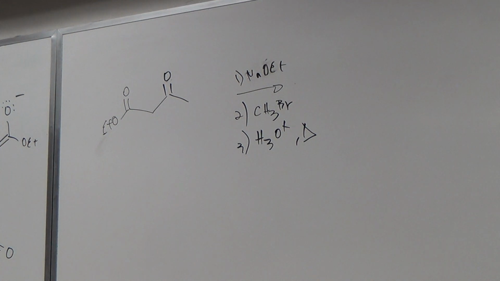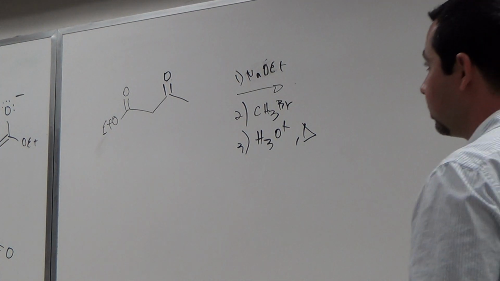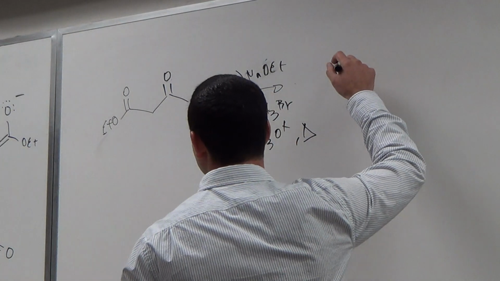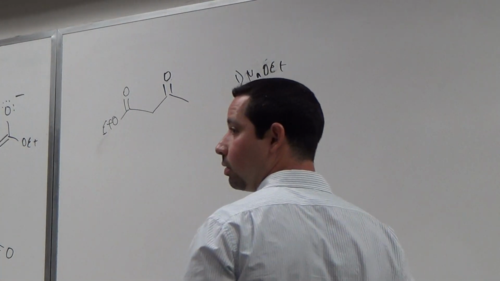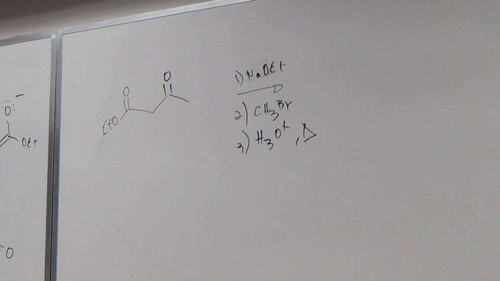Guys, what's the product? CH2CH3 at the end. Carboxylic acid with CH. No, I want each of you to draw it on your paper. Karen, I'm going to go check your paper first.